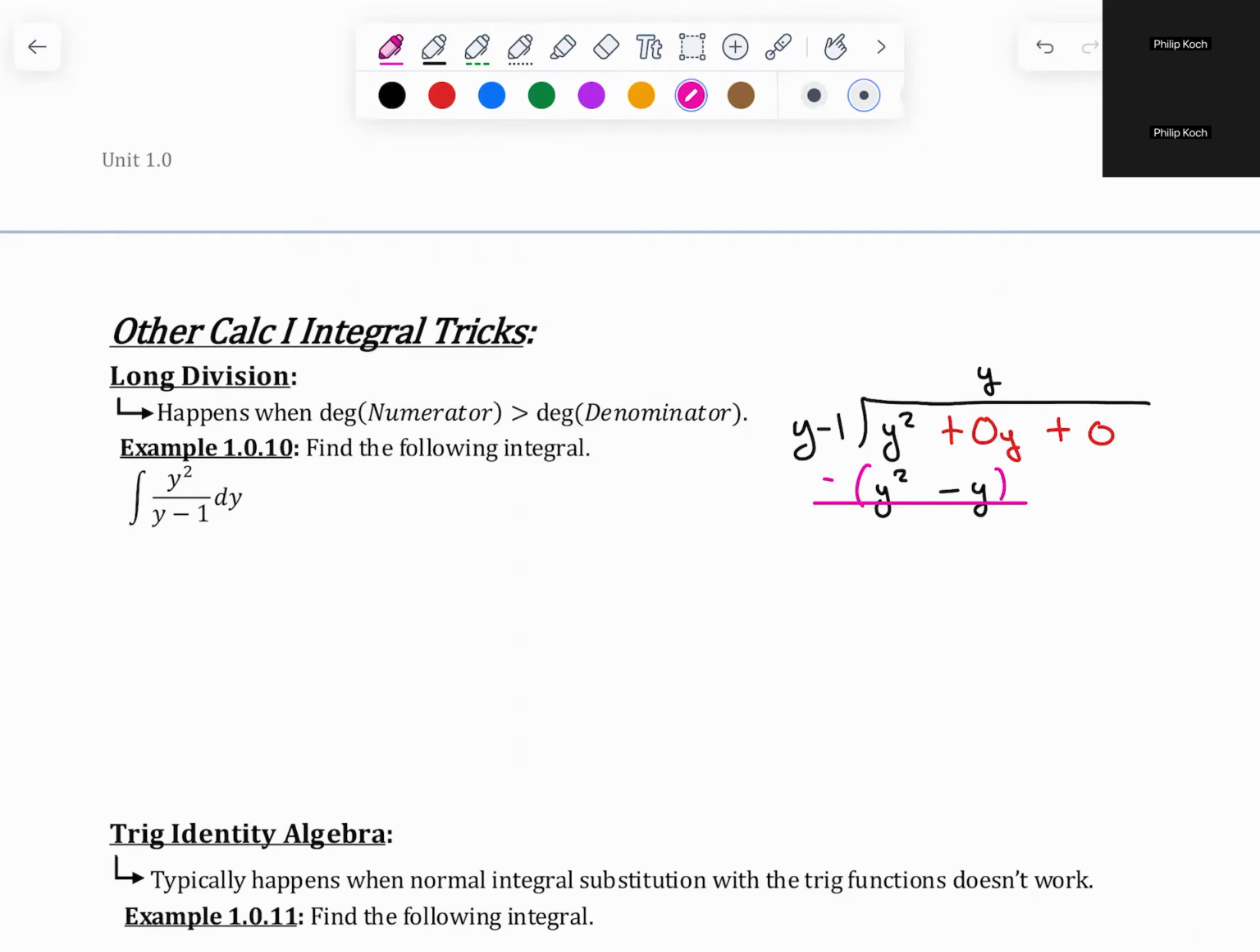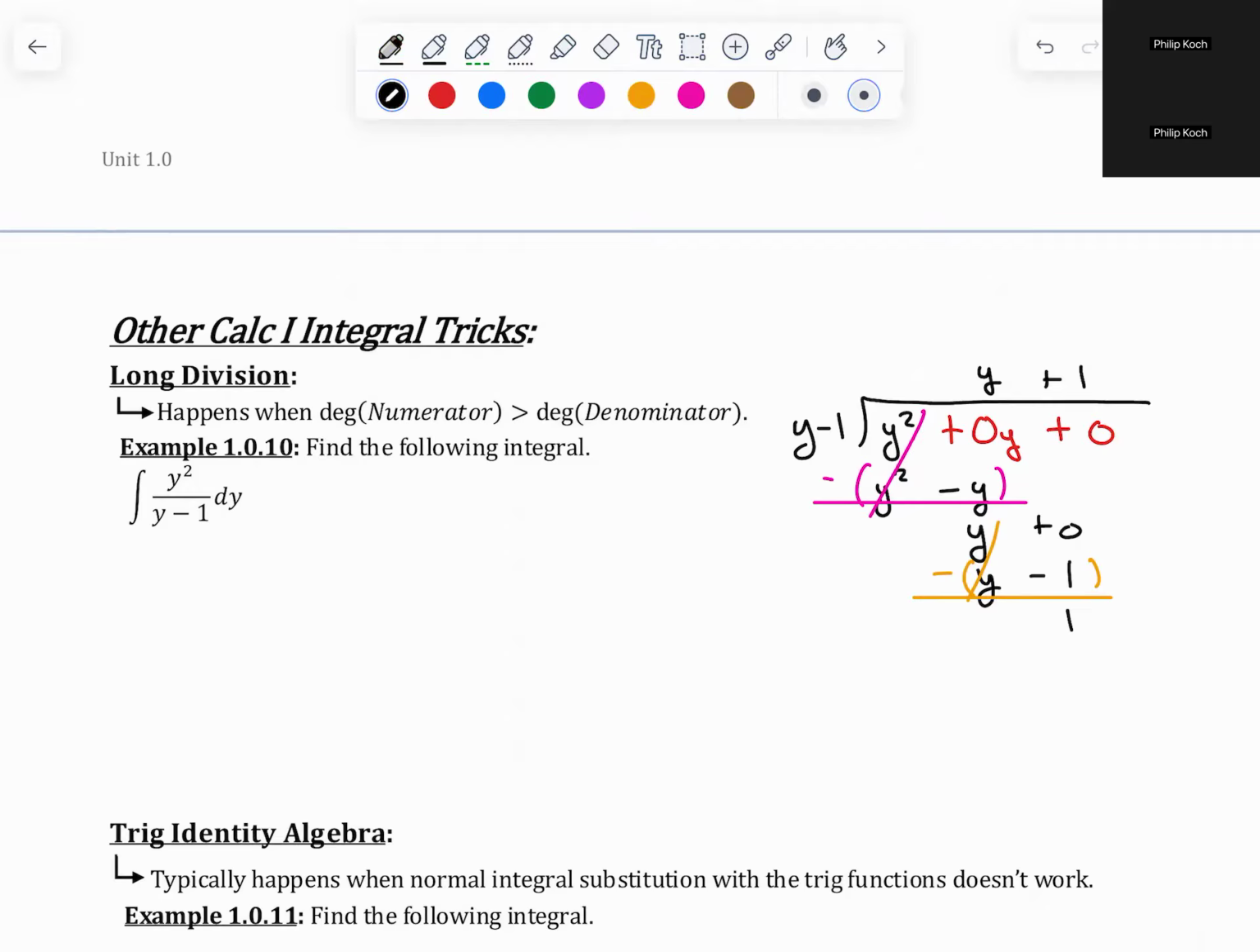So anyways, how many times does y go into y squared? Well, it goes into it y times. You get y squared minus y. Subtract. We get y plus 0. You don't even really need to write the 0. And it goes into it one time. y minus 1. Subtract. And we get 1. Positive 1, because it's minus a negative 1.